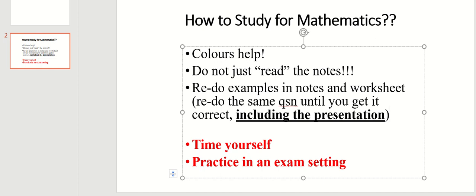Okay, so you just need your notes and worksheets. Really, there's no need to buy assessment books. There's really no need to. At lower sec level, there's really no need to. The notes and worksheets are sufficient.